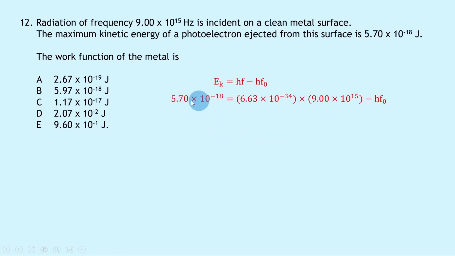So there we have our value: 5.7 times 10 to the minus 18 is equal to 6.63 times 10 to the minus 34 for Planck's constant h, which you'll find on the datasheet, times 9 times 10 to the 15 hertz, which was the instant frequency, minus the work function hf naught, which we're trying to find. So we could add hf naught to both sides so that it becomes positive, and then I would do this in your calculator and subtract this value from it to get hf naught equals 2.67 times 10 to the minus 19 joules, which is answer A.